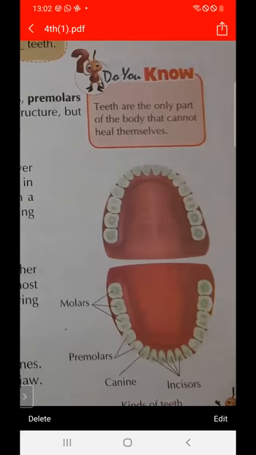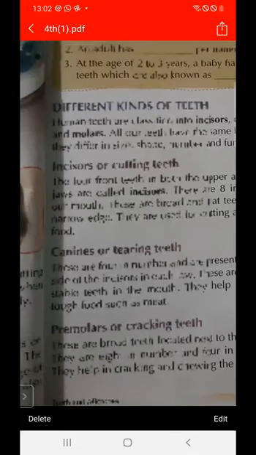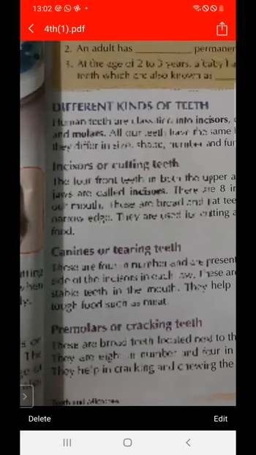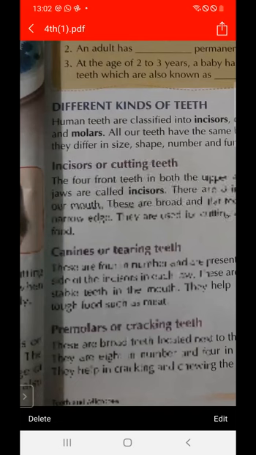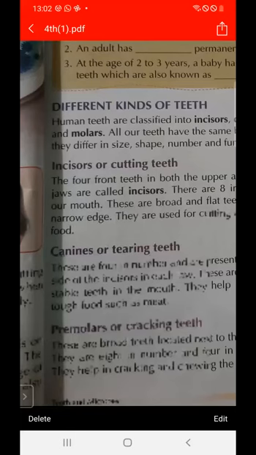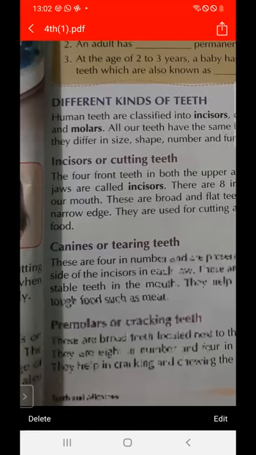They are 8, 4, 8, and 12. So what is another name of incisor? They are known as cutting teeth. And what is the other name of canines? They are known as tearing teeth. Premolars are known as cracking teeth. And molars are known as grinding teeth.